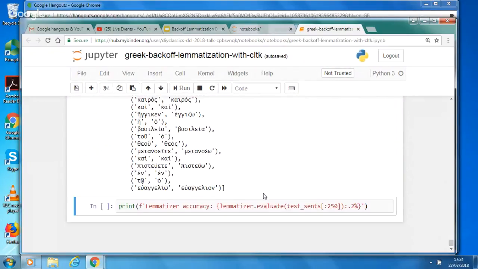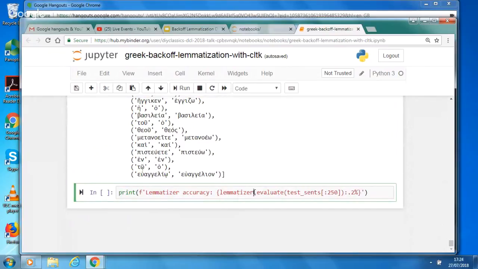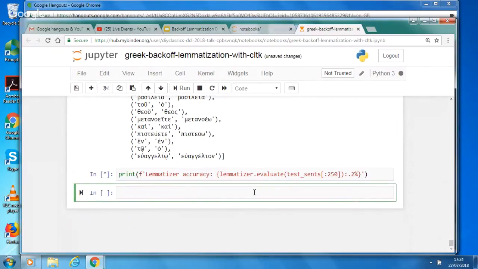Okay, and I'll leave it there. Actually, I'll evaluate. I won't send 3,000 requests to Perseus right now, but I'll send a couple hundred, to see that the lemmatizer that includes that full chain, including the Morpheus web service, is pretty good. We'll let this run in the background. It might take a second on these servers.